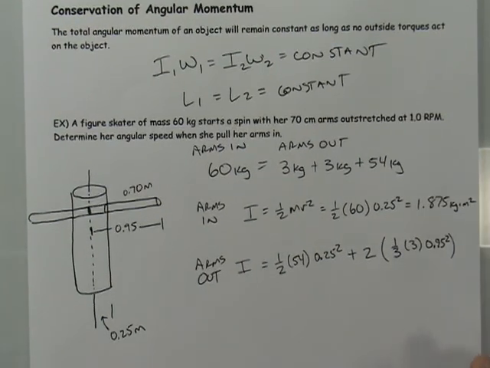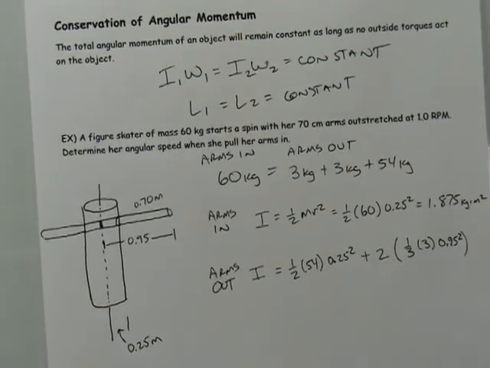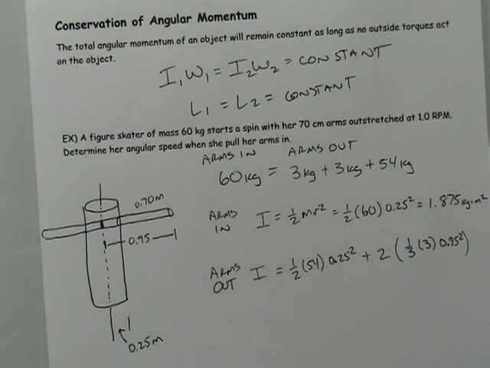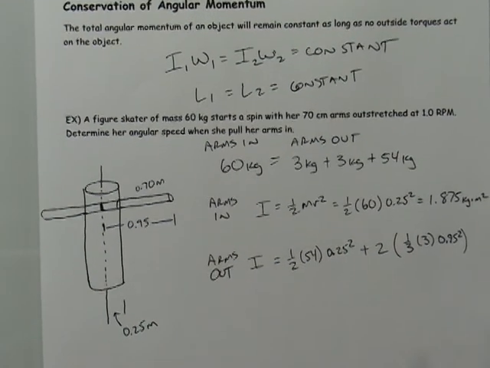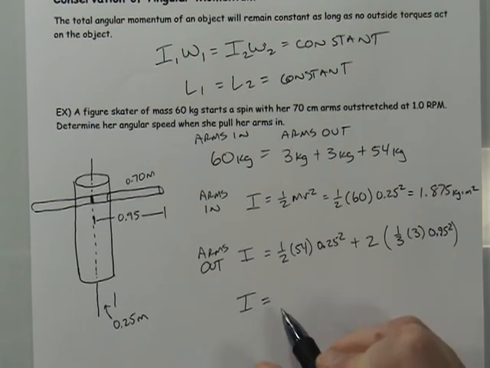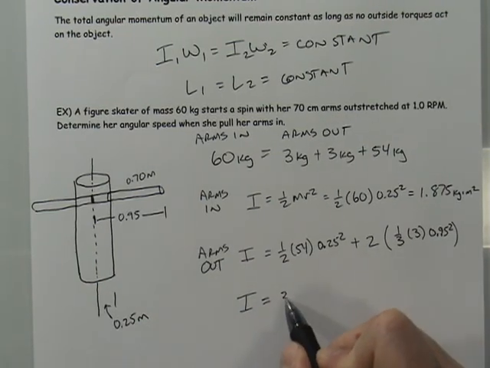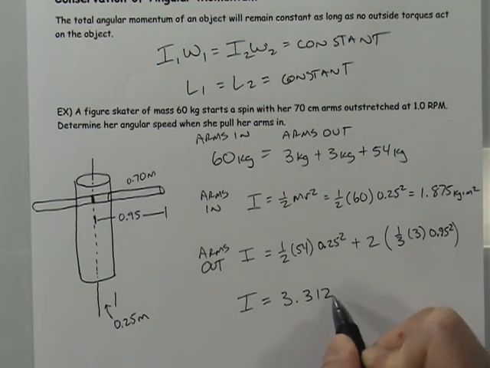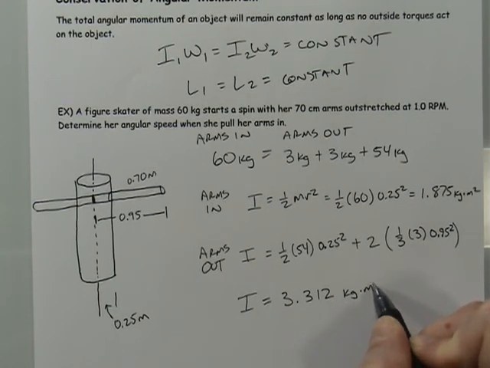Now, this is like an overly complicated problem. To be perfectly honest with you, if you were asked a problem like this on a test, you would probably just be given the moment of inertia. They'll say that the moment of inertia when their arms are in is 1.9, and the moment of inertia when their arms are out is whatever it is. And they just want you to show that you understand the basic idea of conservation of angular momentum. However, if you go ahead and make that calculation, you should find that you end up with 3.312 kilogram meters squared.